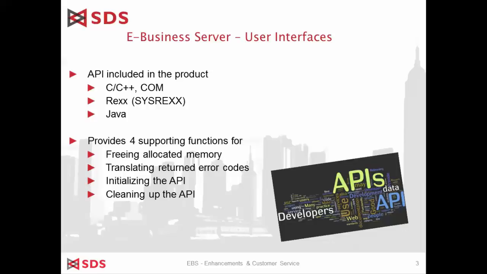It imitates the command line, allowing eBusiness Server commands to be called through the API. The central function in the API imitates the command line, allowing eBusiness Server commands normally issued from the command line to be called through the API. There are four supporting functions, one for freeing allocated memory, one for translating returned error codes, and also initializing and cleaning up of the APIs, provided with the base of eBusiness Server. The API is supported on Windows, Unix platforms, and on System z, and it also takes advantage of the new System Rexx, or SysRexx as it's commonly referred to, component, for z/OS eBusiness Server functions.